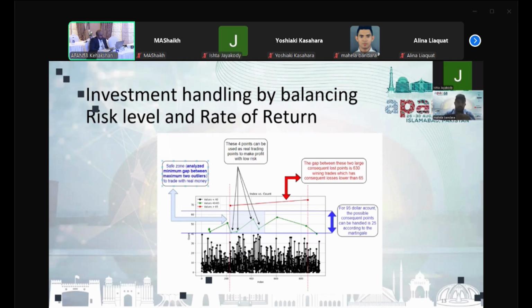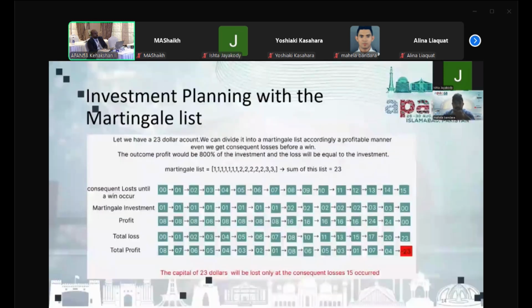Position sizing rules were set to manage trade exposure, keeping the strategy balanced with the investor's risk tolerance and return goals. Consecutive losses were managed using the martingale strategy, where the investment increases after each loss to recover and make a profit on a win, as shown in the diagram. After 15 consecutive losses, our capital would be wiped out. So this is the martingale strategy.